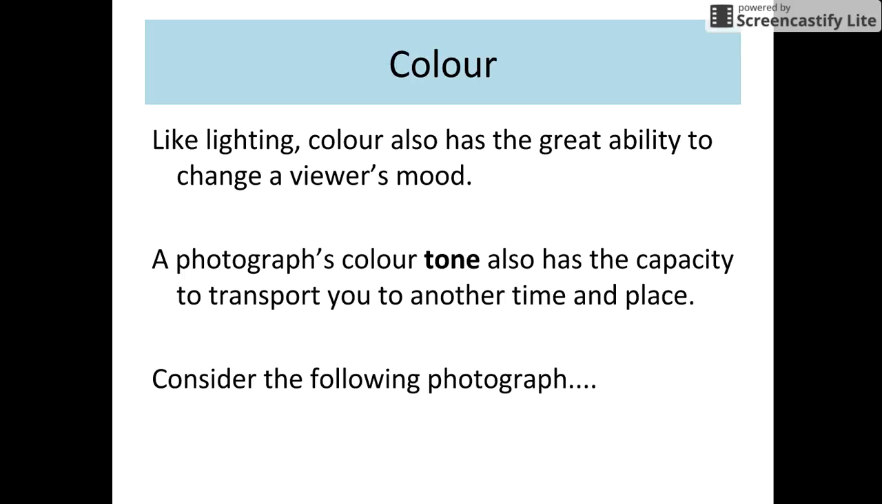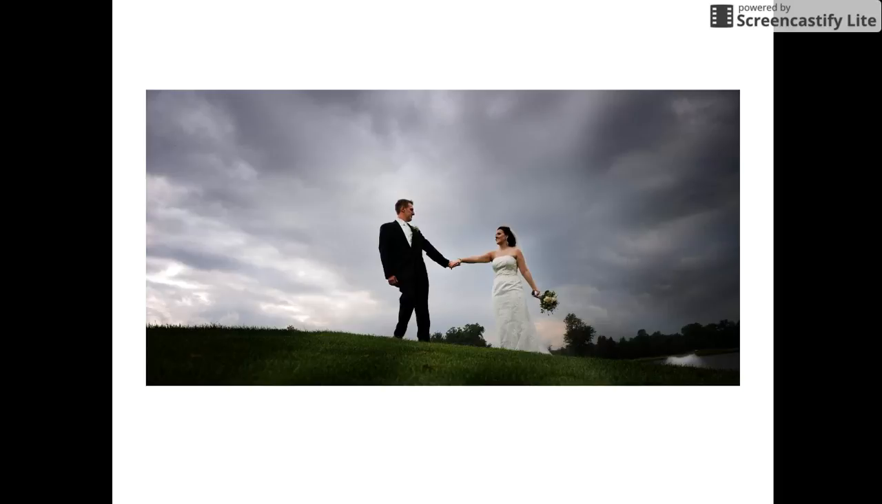So again, I'm going to talk about color in the same video because color and lighting are so connected. Just as with lighting, color also has the great ability to change a viewer's mood. A photograph's color tone also has the capacity to transport you to another time and place. So consider the following photograph.